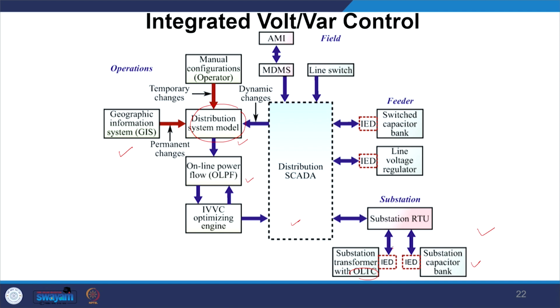Now, moving to the substation side, we will have OLTC and substation capacitor banks. Through IEDs, we can enter them as an input to my substation RTUs. Further, the line voltage regulator and switched capacitor banks, all the inputs can get into my SCADA system. From the field, I can also get the data from AMI through MDMS along with the line conditions or switching strategies.